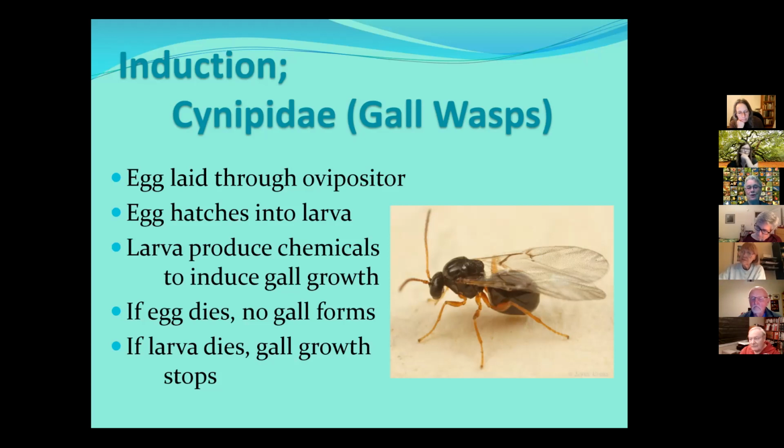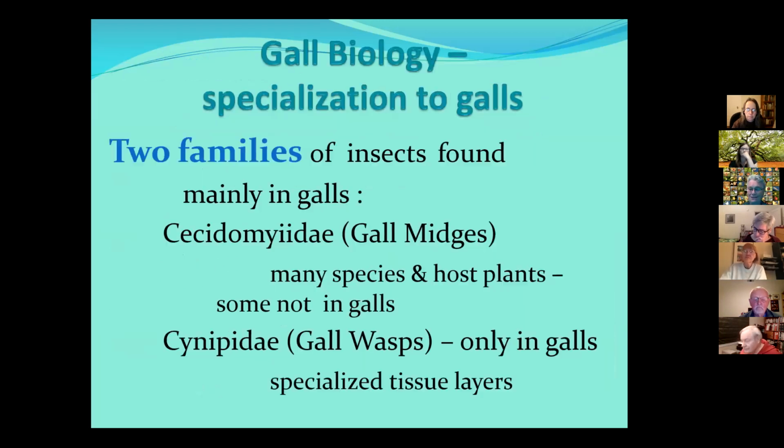If the egg dies, no gall will form. If the larva dies, gall growth will stop. So if you see a deformed gall, often the larva died, and you can see why. Sometimes some of my big California oak galls get damaged. Rain will come down and cause some kind of mold, and they die, and the gall stops growing. And you just see the big dead area, a big black mold area. All right, so two different, okay.